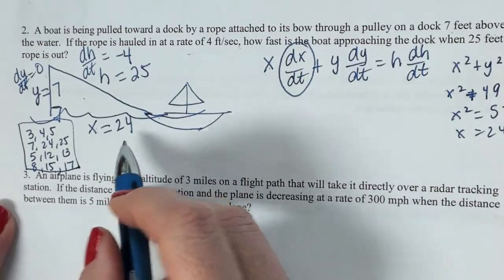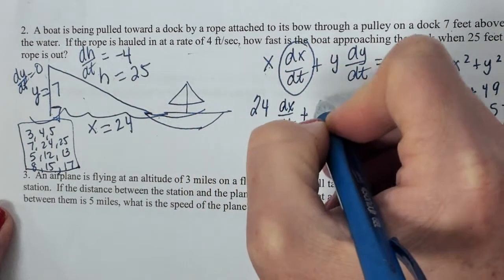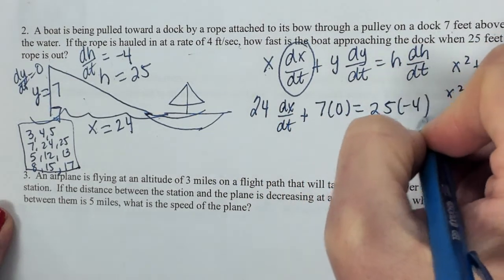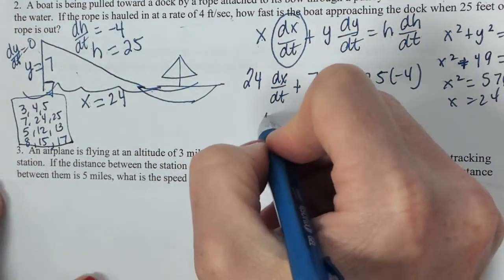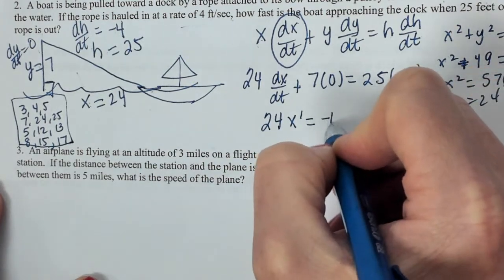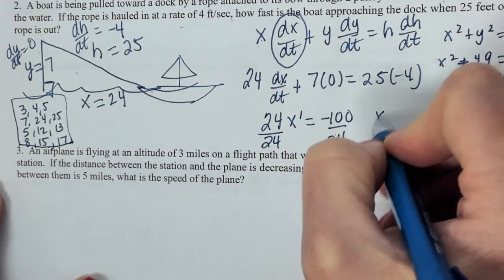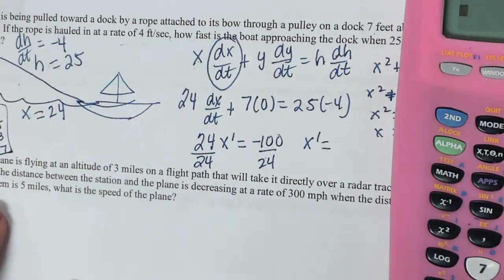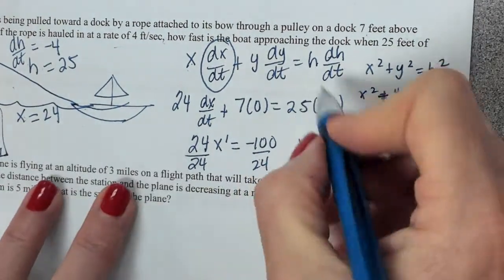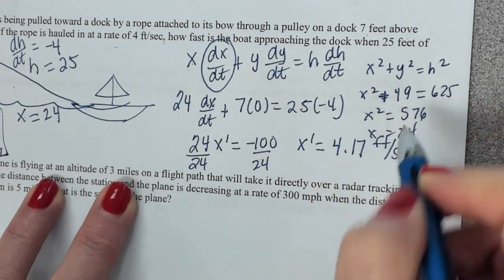All right, so now let's go ahead and substitute in. We've got x is 24, dx/dt is what we're solving for. y is 7, dy/dt is 0. 25 for h, negative 4. So we're going to have 24. I'm just going to call this x prime now. 25 times negative 4 is negative 100. Divide it. And x prime, which is also dx/dt, is 4.17. And that's going to be feet per second.